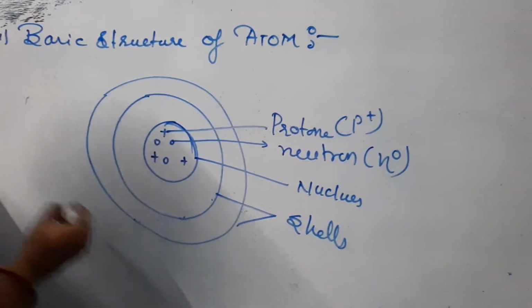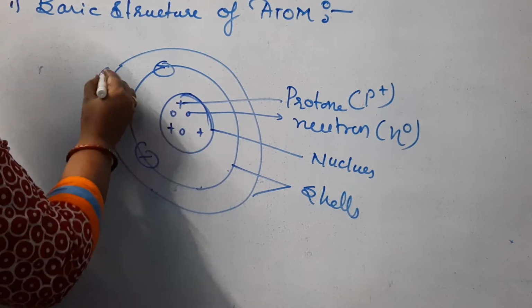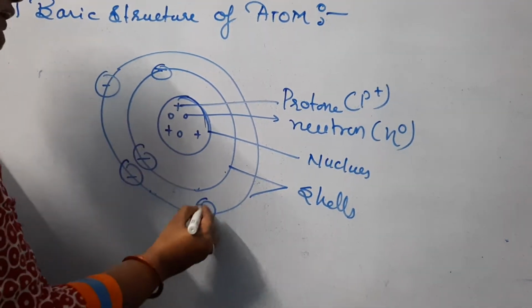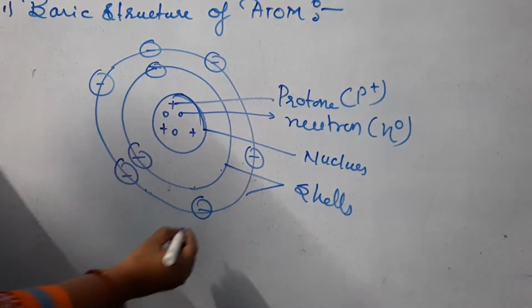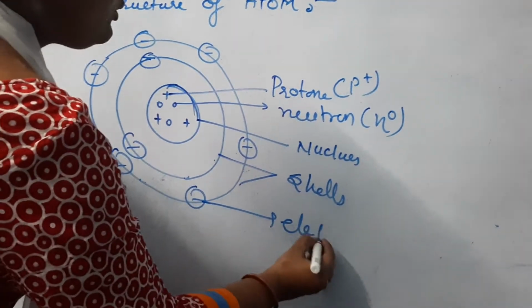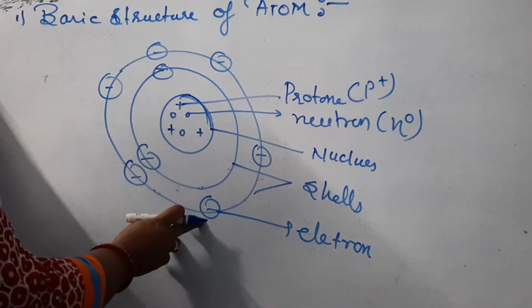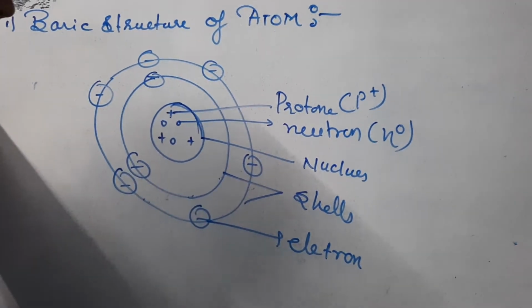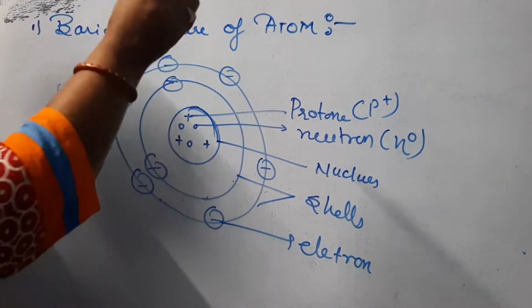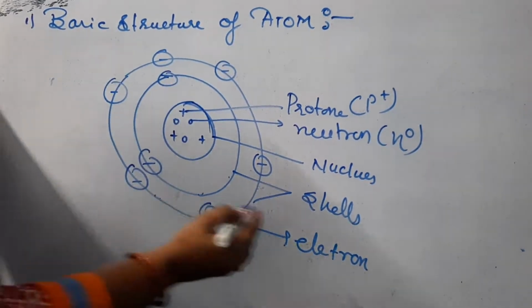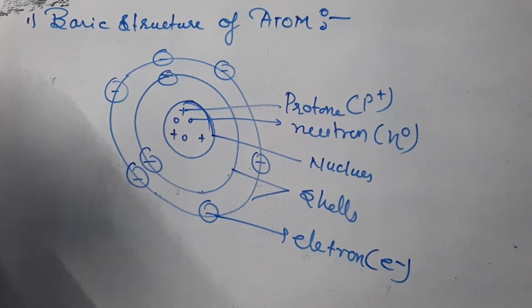The surrounding area is known as shell, where the negatively charged particle is revolving around the nucleus, घूमते रहते हैं. This negatively charged particle is known as electron. The negatively charged particle is present in the shell, and the positively charged and neutral particles are present inside the nucleus, isn't it? Electron is represented by E minus.